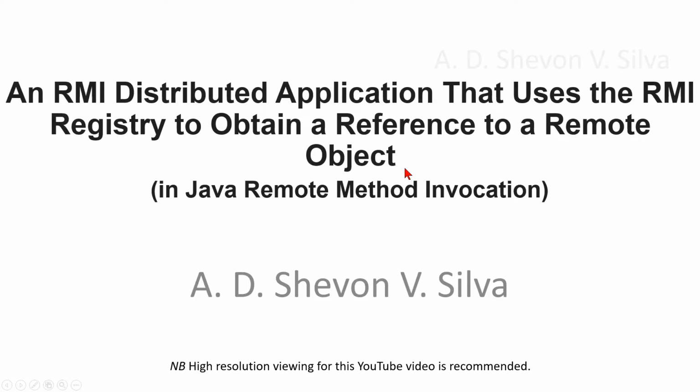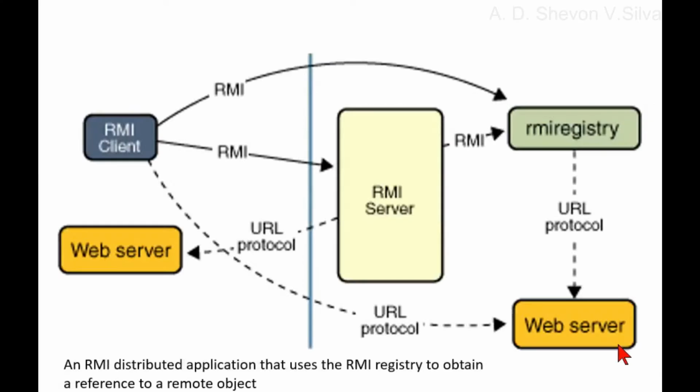An RMI distributed application that uses the RMI registry to obtain a reference to a remote object in Java remote method invocation. Here you can see an RMI distributed application that uses the RMI registry to obtain a reference to a remote object. RMI applications often comprise two separate programs, a server and a client.